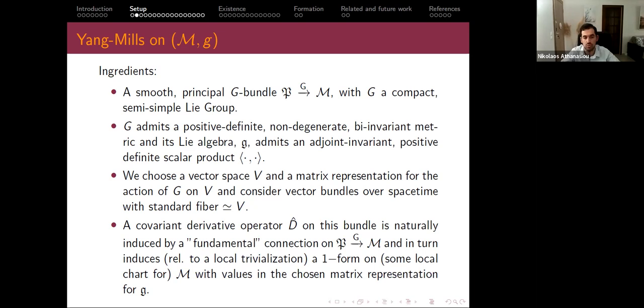And to do that, we need a covariant derivative operator on this. So a covariant derivative operator on this bundle is naturally induced by a fundamental connection on the principal bundle, and itself in turn induces, once you choose a local trivialization, a one-form on some local chart for the base manifold M with values in the chosen matrix representation, which is a Lie algebra-valued one-form.